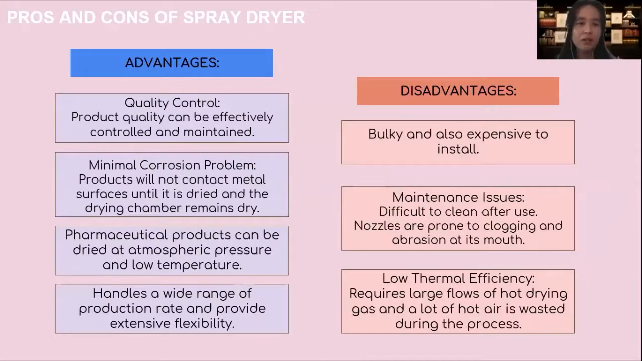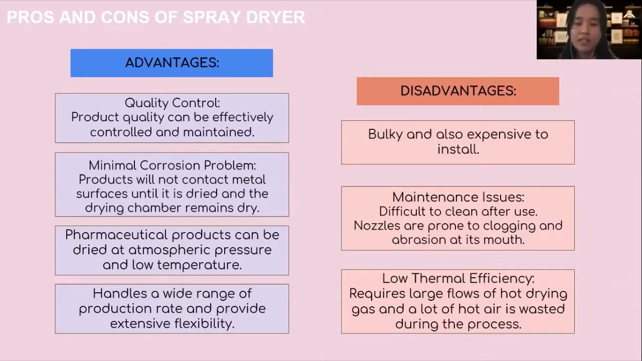For pros and cons of spray dryer, for advantages, it has good quality control, where product quality can be effectively controlled and easily maintained. The second one is that the corrosion problem can be reduced, where products will not contact metal surfaces until it is dried and the drying chamber remains dry. Next, pharmaceutical products can be dried at atmospheric pressure and low temperature. Spray dryer also handles a wide range of production rate and provides extensive flexibility.